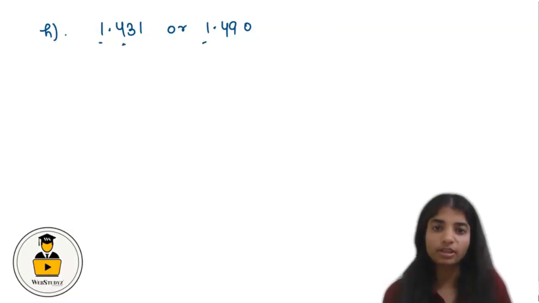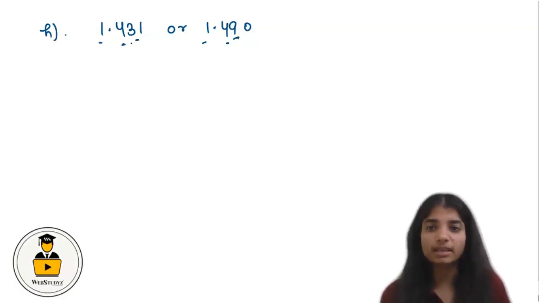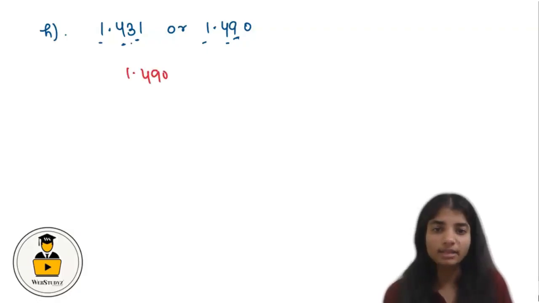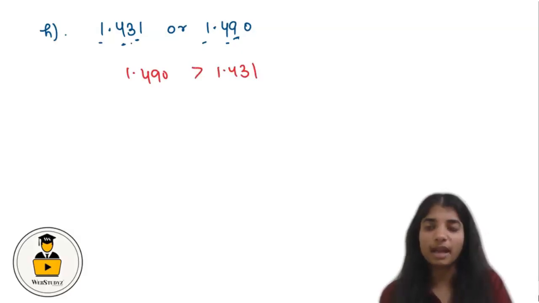Now part H. Part H is 1.431 or 1.490. So again comparing the terms, 1 is here, both equal. Then after the decimal point, it's 4 and also 4. Now the next digit after the decimal, it's 3 here, but here it is 9. We know that 9 is greater than 3. So from here we can say that 1.490 is greater than 1.431. So this is the answer to part H of the question.